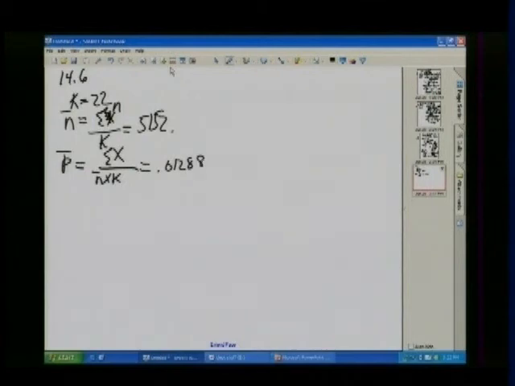0.01288. So that is about 1.29%. Something like that is what P bar is. On average, 1.29%. Okay, now I've got everything I need in order to construct my control chart.